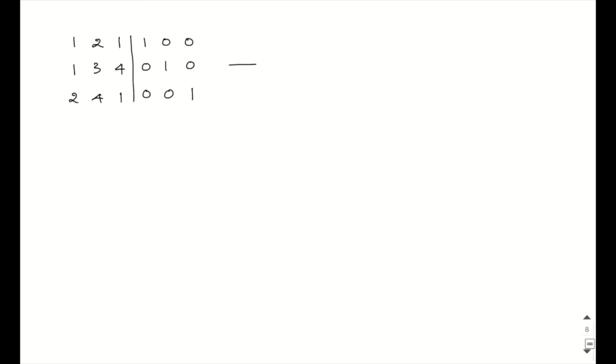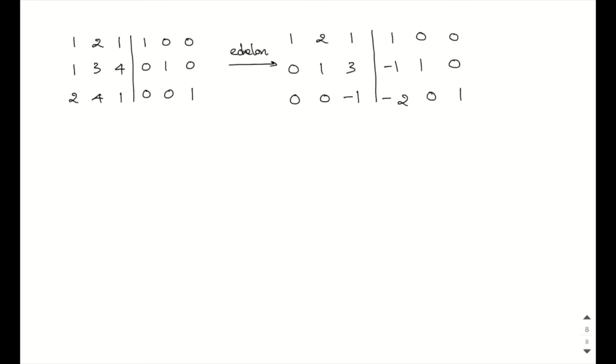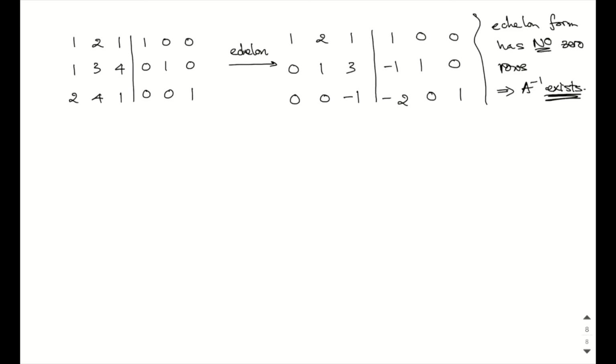Now you are going to transform this into an echelon form. If you do that correctly, you should get the following. All right, you see no 0 rows. Well, that's good because this means that A inverse exists. And because we know the existence is for sure, we proceed further to the row reduced echelon form. We know that we are not going to waste our time for something that does not exist, right?